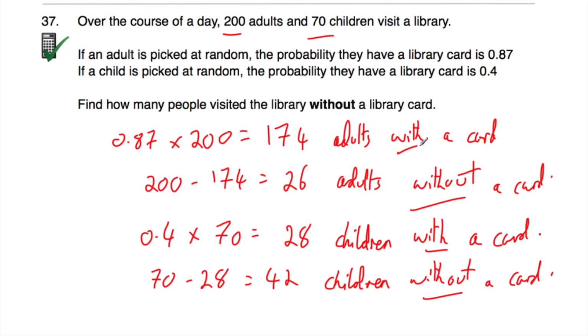And just to mention, we could have here done 1 take away 0.4, which is 0.6. That's the probability that a child does not have a library card, and times it by 70 and got 42 straight away. So that's fantastic.